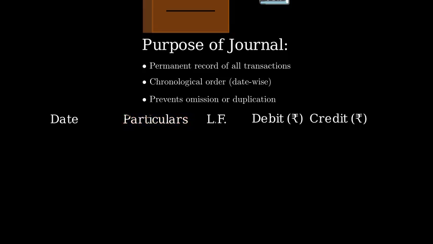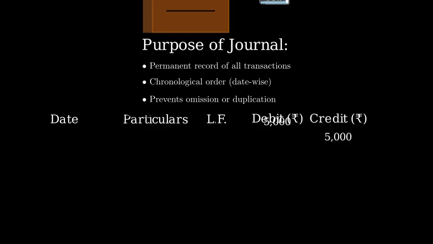The account to be debited comes first, followed by the account to be credited, which is indented and prefixed with "To". LF stands for ledger folio, which is the page number of the ledger where this entry will be posted. Finally, the debit and credit columns record the monetary values.